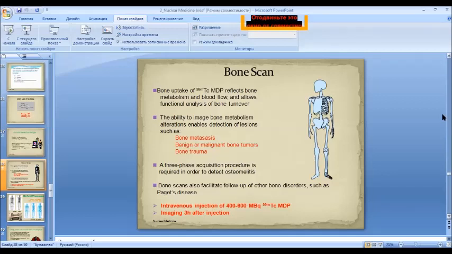A three-phase acquisition procedure is required in order to detect osteomyelitis. Usually, bone scan is taken after injection of some amount of technetium and imaging after 3 hours after injection. This waiting time is necessary for distribution of radioisotopes through the whole body, through the whole bone system.